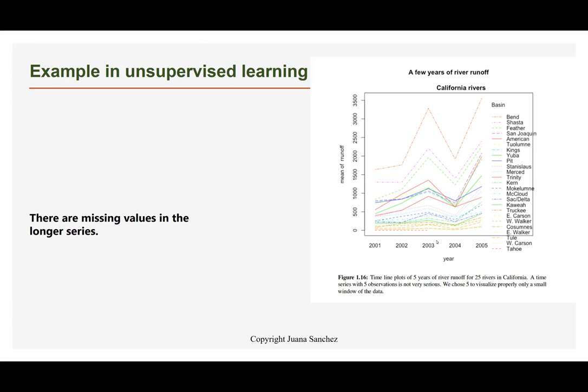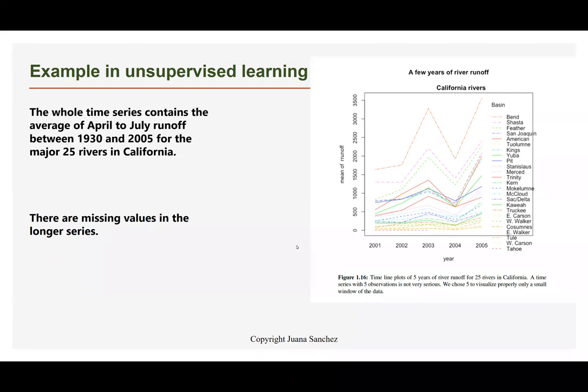Here, for example, you have 5 years of the main rivers in California, and here are their names. They're classified with a spaghetti plot. These are time series of runoff, and there are missing values. This is a longer time series. The whole time series contains the average of April to July runoff between 1930 and 2005 for the major 25 rivers in California. The plot on the right shows only 5 years to give an idea. There are missing values in the longer series.